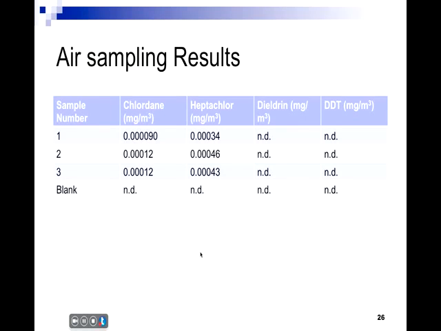So what did we find? We found detectable levels in the air of chlordane and heptachlor, none of DDT or dieldrin. And fortunately, our blank was non-detectable, so we didn't have any contamination issues.